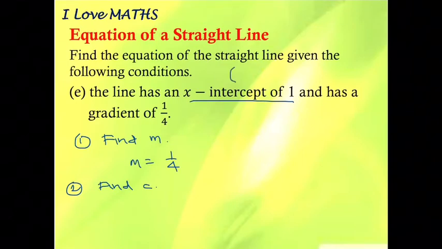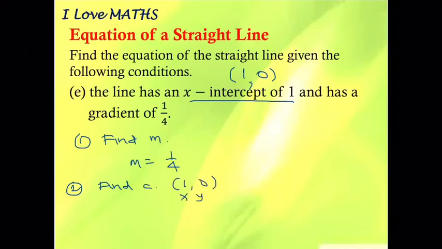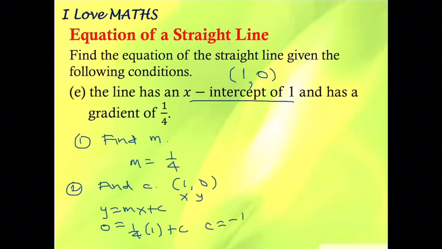It means we can create a point using this condition, and the point is 1, 0. So we can use 1, 0 as the value of x and y and substitute it to our formula. So c is negative 1 over 4.